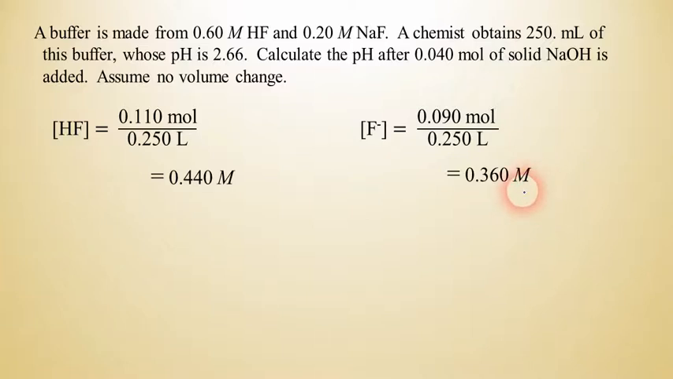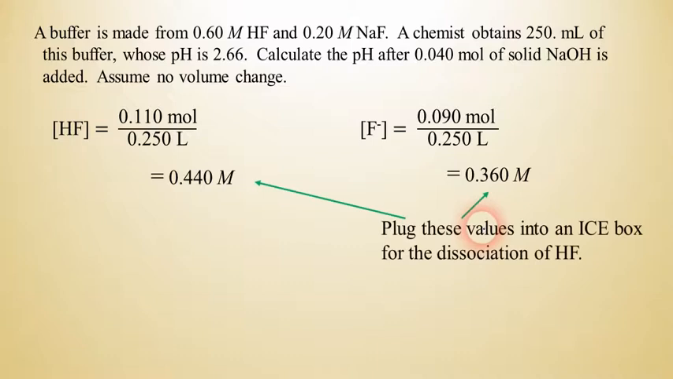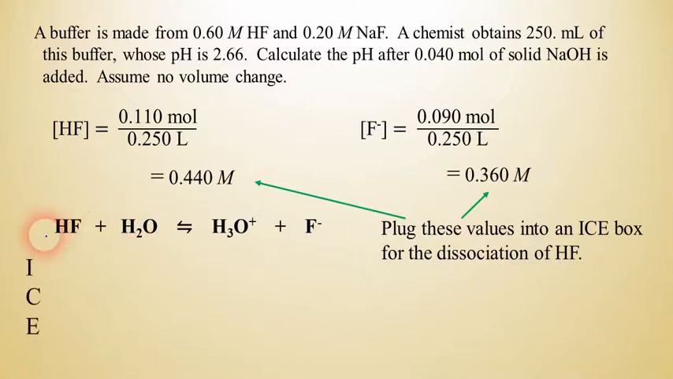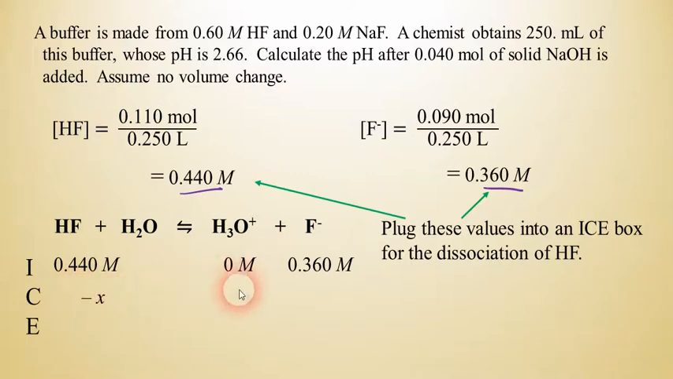And so now we have a couple different ways to solve the problem. We can plug this into an ice box, or if you prefer, you can use the Henderson-Hasselbalch equation. It doesn't matter. Let's try the long way first and see what happens. If we write this as a dissociation of HF and plug those into the ice box, plug these numbers in, 0.44 molar, 0.36 molar, and 0 for the hydronium. We have minus X, and plus X. We get those values for equilibrium.